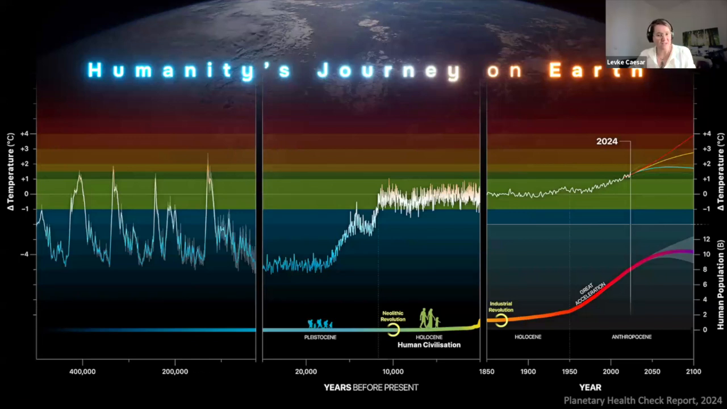And this is illustrated here in this figure, which shows the co-evolution of the total human population in the lower panel compared to the evolution of the global mean temperature in the upper panel.